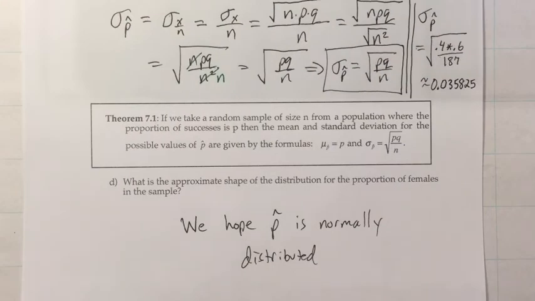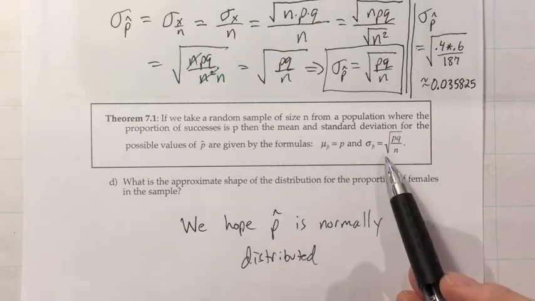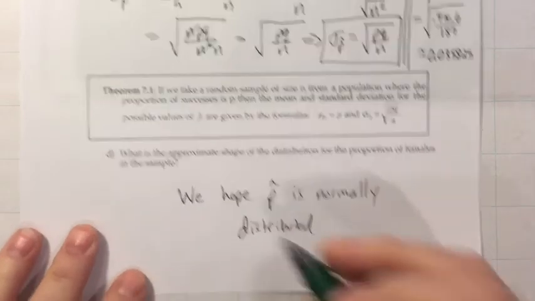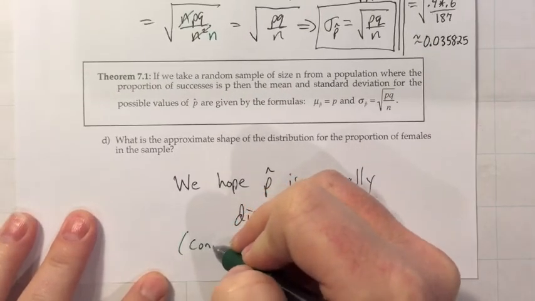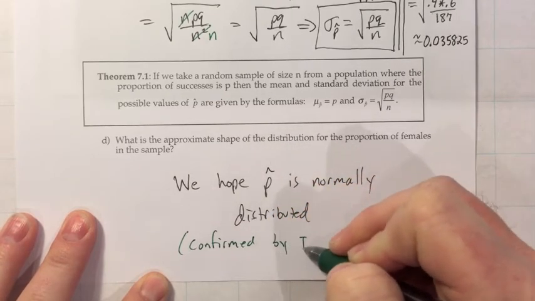Alright, so I just showed you the demonstration that kind of verifies that this formula seems to work, this formula seems to work, and that once again we got a bell shape for p-hat, so our hope seems to be confirmed here. So we can go ahead and write that. That was confirmed by the tech demo.